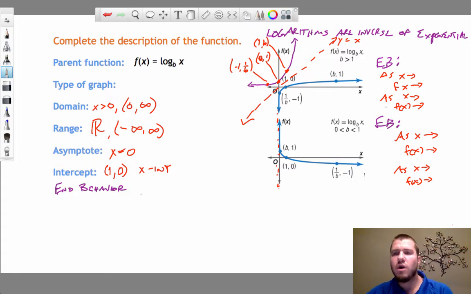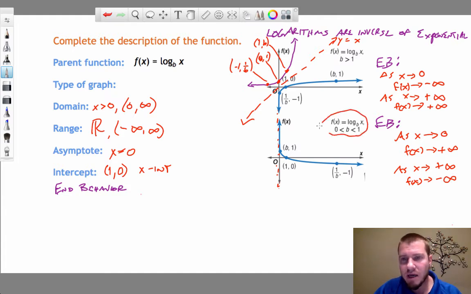So I'm going to write the end behavior for each one next to it. As x approaches the asymptote at 0, f of x is going down, so f of x is approaching -infinity. And as x approaches +infinity on the right side of the graph, f of x is going up, so it's approaching +infinity. For this one, as x approaches the asymptote at 0, f of x is approaching +infinity. And as x approaches +infinity, the y's are going down, so f of x is approaching -infinity.